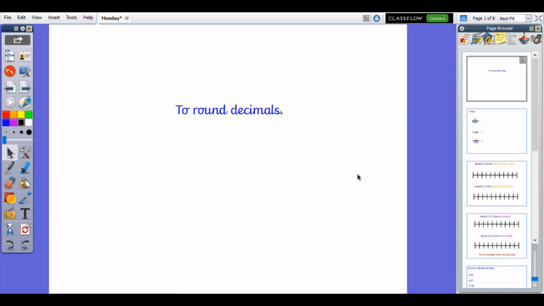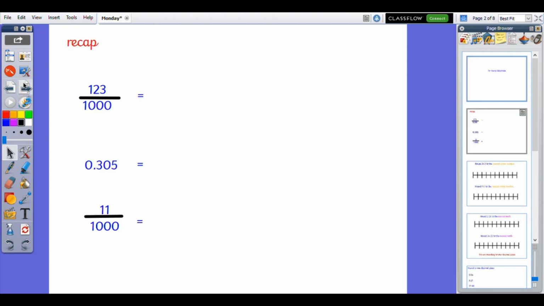Good morning everyone. Today we're going to be looking at rounding decimals. So last week you looked at decimals and fractions to thousandths. Today we're going to look at rounding some decimals. So first of all, we're going to recap what we learned last week.